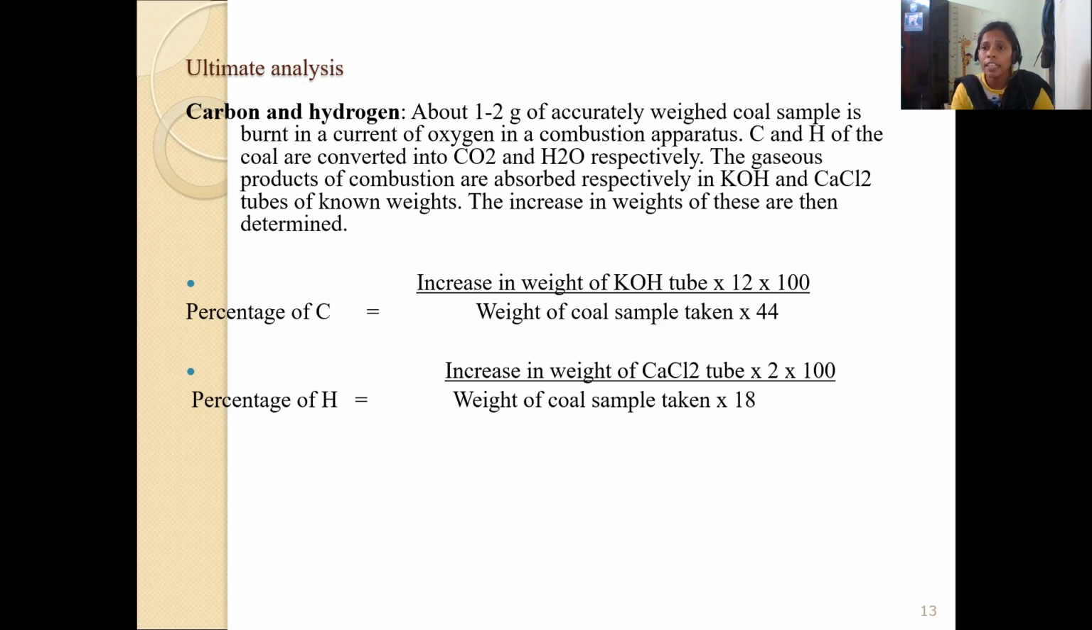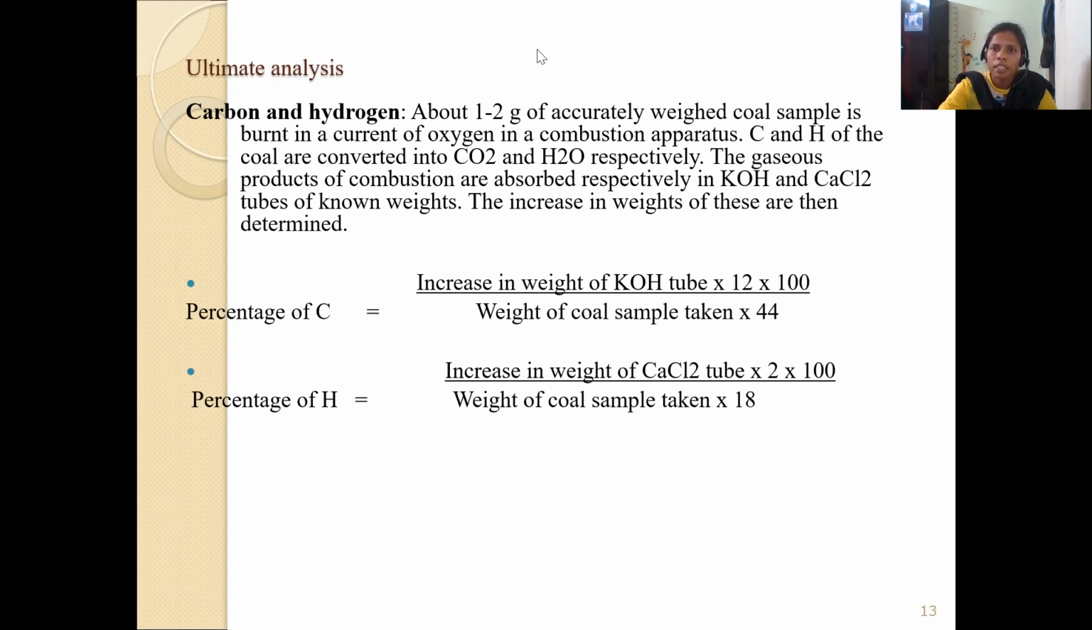But why are we calling ultimate analysis an elemental analysis? Because by using ultimate analysis, we are going to find out the elements in the coal sample. We can find out the percentage of elements in the coal sample. In the first step, we are going to find out carbon and hydrogen simultaneously.